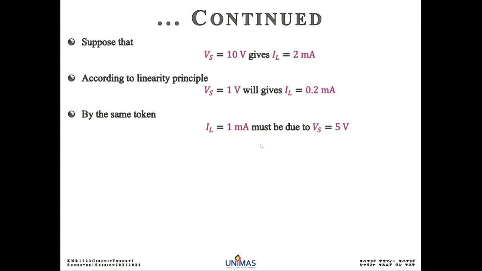According to the linearity property, suppose we have Vs of 10 volts, IL will be 2 milliamps. Similarly, if you have Vs of 1 volt, it is basically in proportion. So 10 to 1, so 2 to 0.2. So 1 volt will give you 0.2. If 5 volts, it must give you IL equal to 1 milliamp, and so on. So IL equal to 1 milliamp must be due to Vs equal to 5 volts.